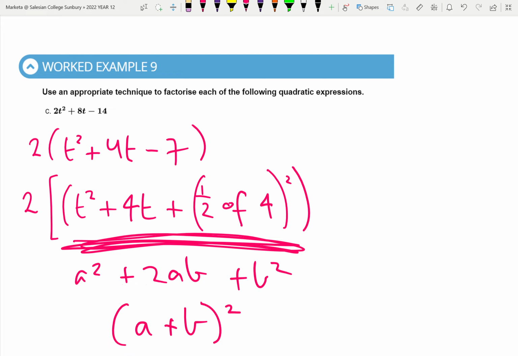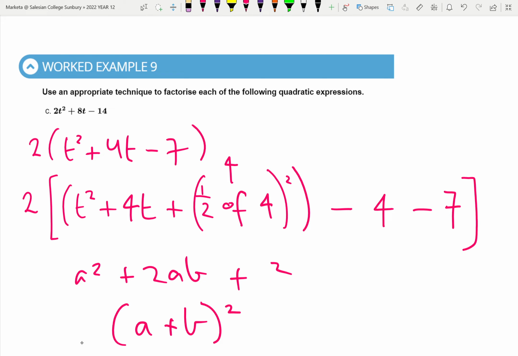But what we've done, we're adding on something that isn't actually there. So this half of 4 squared, well, half of 4 is 2, 2 squared is 4. So we're adding on a 4 here. So we need to actually subtract that 4. And then we put the minus 7 at the end. So let's do that.